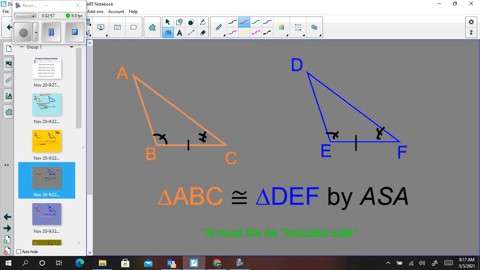Then we have the reverse, angle, side, angle. The included side. See how it's angle, and the side that connects the two angles. So two triangles are congruent by angle, side, angle. Meaning two corresponding angles are congruent, and the included side. So far we have side, side, side; side, angle, side, which is the included angle; angle, side, angle, which is the included side.